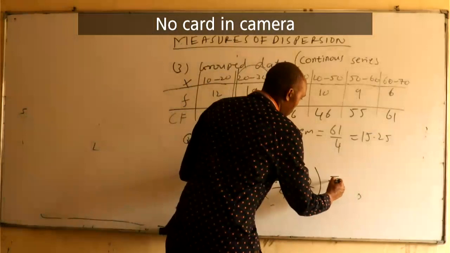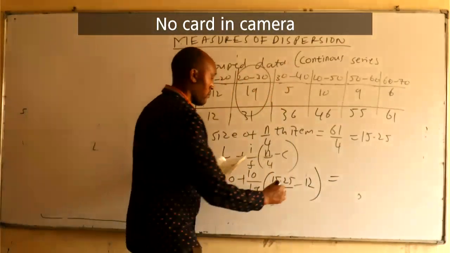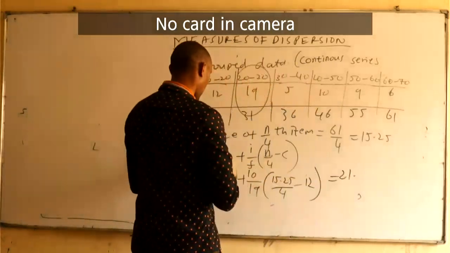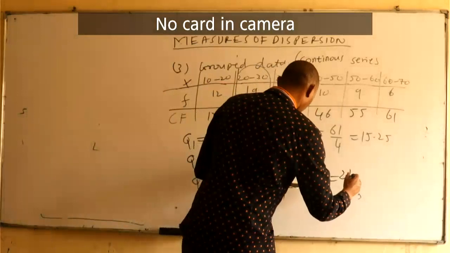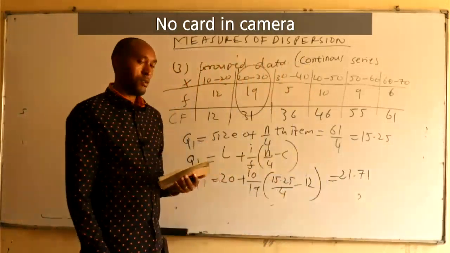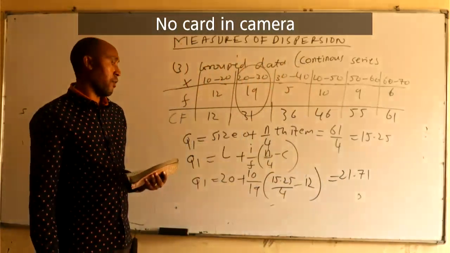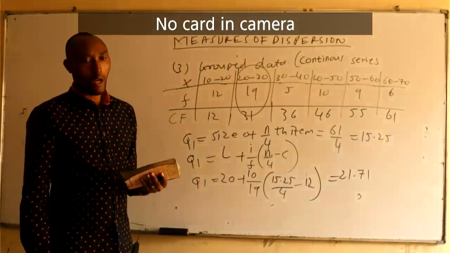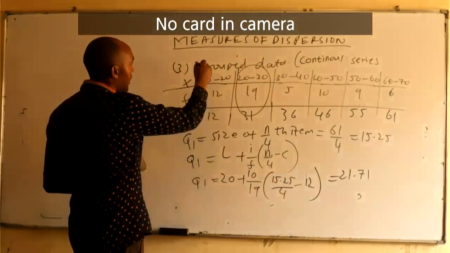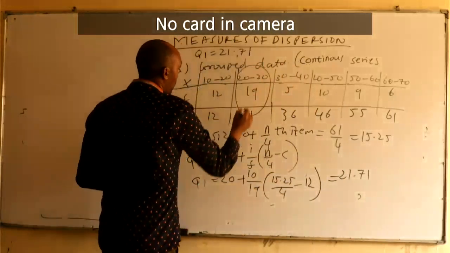Okay, so yeah, it's 21.1 inch, 1 inch, 7, 1. So that's what I'm talking about. So just simplify. Now we have our Q1. So now using the same information you want to look for, let me write somewhere: Q1 is equal to 21.71.